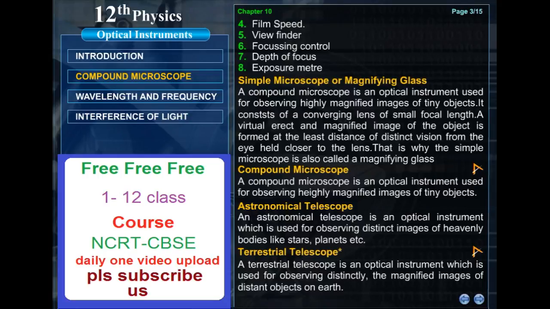Simple microscope or magnifying glass. A simple microscope is an optical instrument used for observing highly magnified images of tiny objects. It consists of a converging lens of small focal length. A virtual, erect and magnified image of the object is formed at the least distance of distinct vision from the eye, held close to the lens. That is why the simple microscope is also called a magnifying glass.